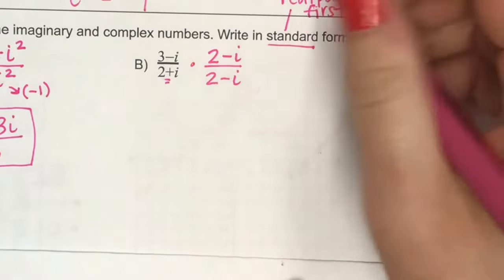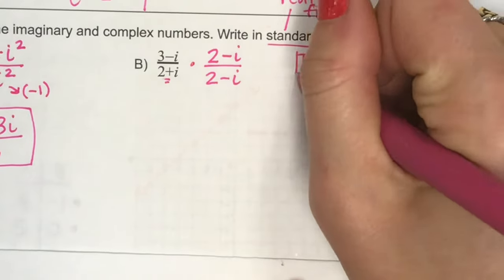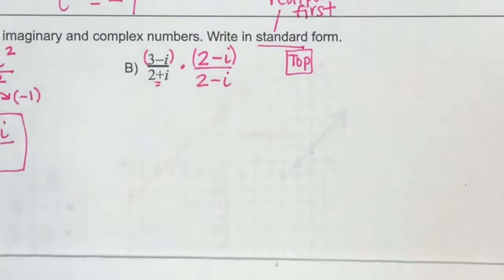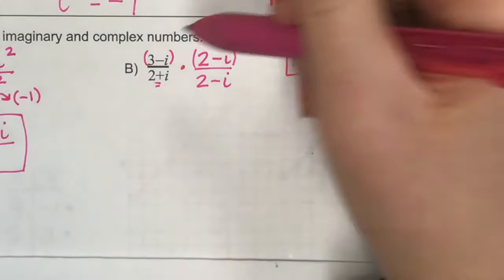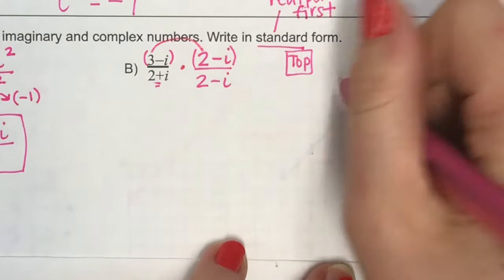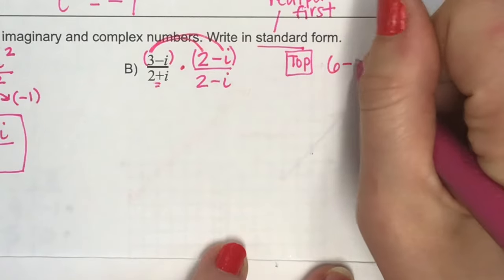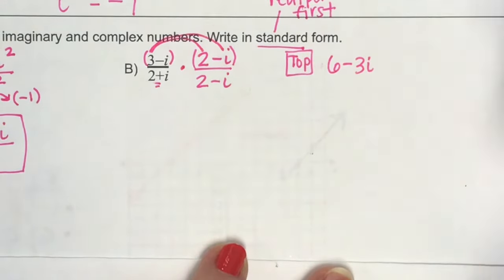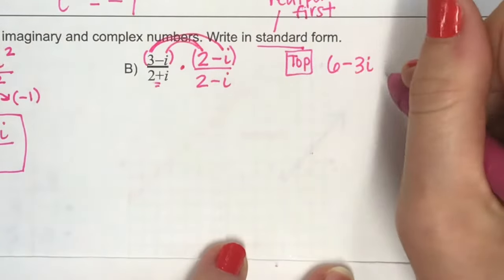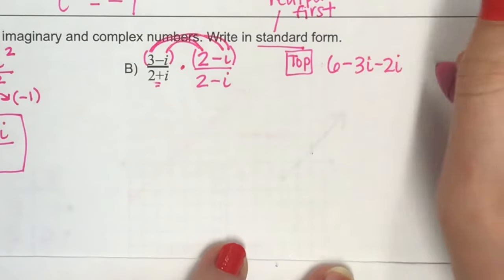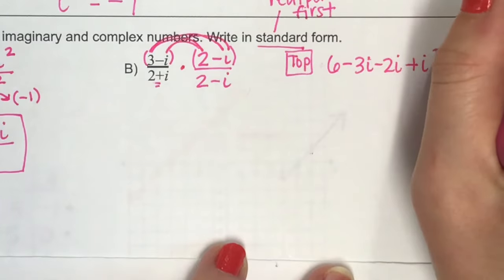So I'm going to start by doing just the top first. Because this, my friends, my little gems, is a FOIL problem. So I need to make sure I FOIL it. So first is 3 times 2. That's 6. Outside, negative 3i. Inside, negative 2i. And last, positive i squared.